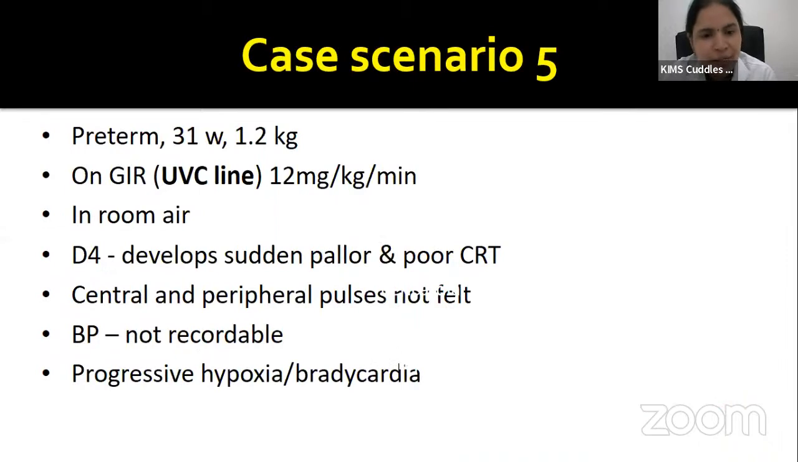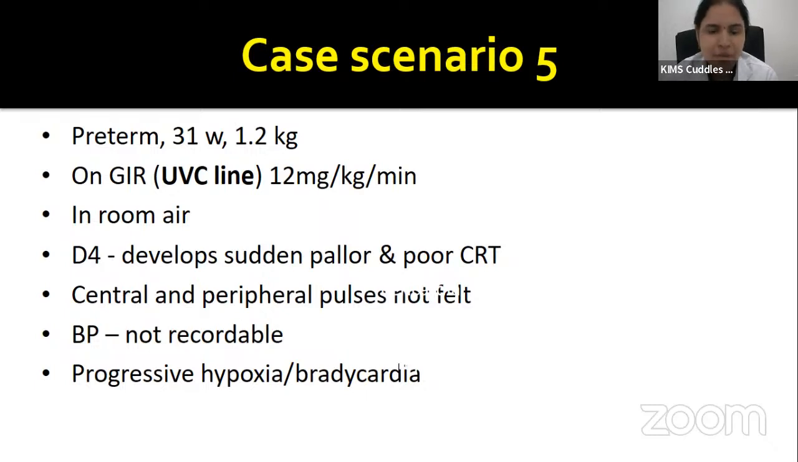The fifth case is a preterm 31-weeker, 1,200 gram baby who was having an inline umbilical catheter on glucose infusion in view of hypoglycemia. The baby was requiring relatively high rate of glucose infusion at 12 milligram per kg per minute. The baby was on room air at around 96 hours when the baby suddenly develops pallor and prolonged capillary refill time. Central and peripheral pulses were not felt and blood pressure was not recordable.